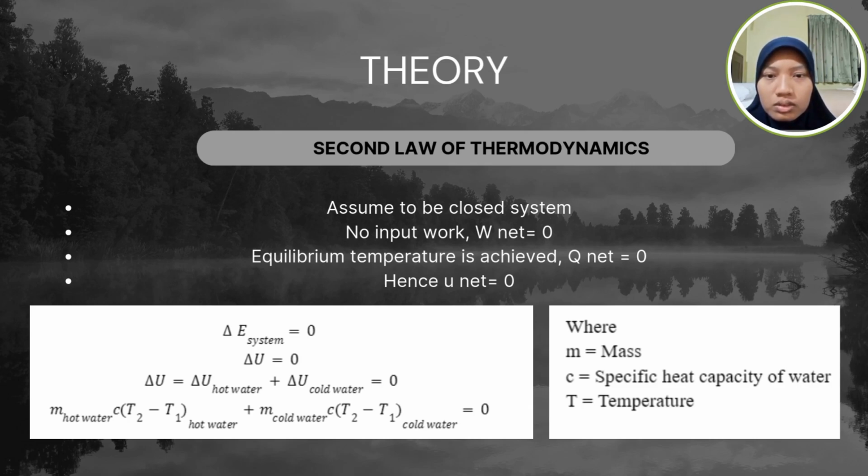So the total ΔU is equal to ΔU of hot water plus ΔU of cold water, which is equal to 0. So the mass of the hot water times the specific heat capacity of the water times (T2 minus T1) of the hot water, plus the mass of the cold water times the specific heat of the water times (T2 minus T1) of the cold water, is equal to 0.